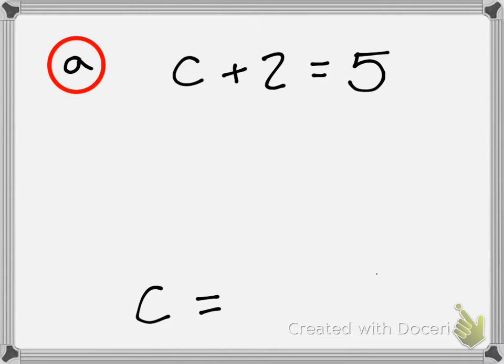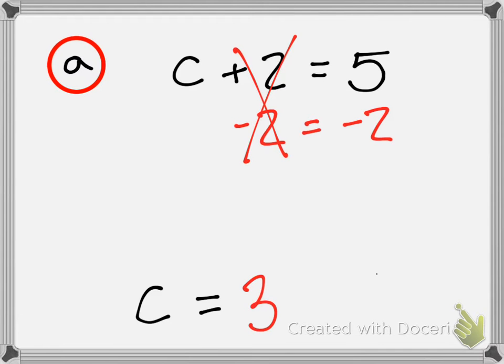Perfect. So we're going to subtract 2 from each side because what we do to one side, we do to the other. Look at that. Negative 2 equals negative 2. That makes sense. So 2 minus 2 goes away. We're left with C. 5 minus 2 is, show me on your fingers, 3. Excellent. Just like Rafi said, but we need to show our work.